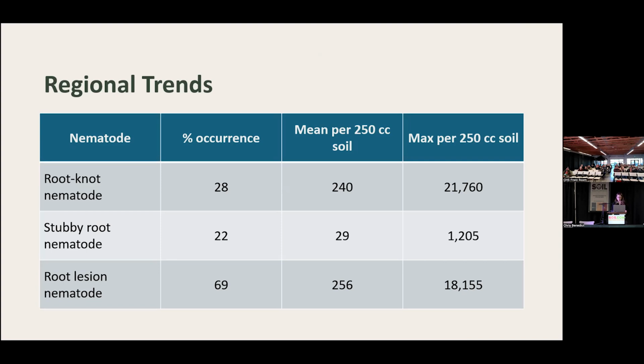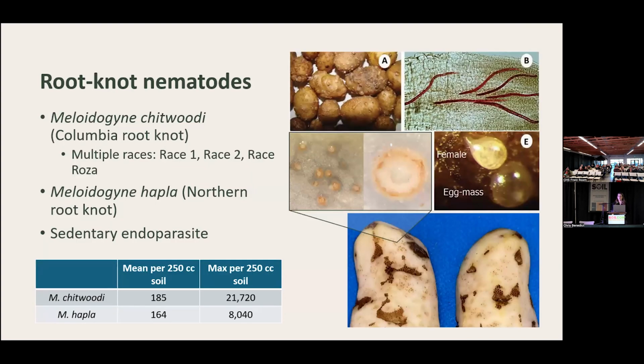Okay, so first up, root knot. I'm going to go a little more in depth about this because this is the specific nematode I study. These are Meloidogyne species. So this includes Meloidogyne chitwoodi, which is the Columbia root knot nematode, and Meloidogyne hapla, the northern root knot nematode. These nematodes are sedentary endoparasites, meaning that as they progress through their life cycle, they will enter the tuber or root of the plant, and they're going to stay there for the rest of their life.